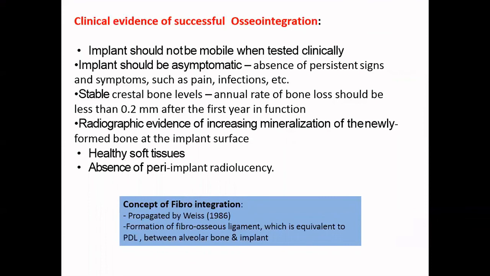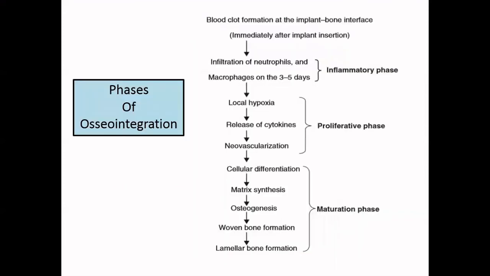So the healing will be proper in an osseointegrated site. And we can see healthy soft tissue, and in the radiograph we can't see any peri-implant radiolucency, that is, absence of peri-implant radiolucency. The concept of fibrointegration is also seen, where the implant has a fibro-osseointegration, which is equal to the periodontal ligament between the alveolar bone and the implant.